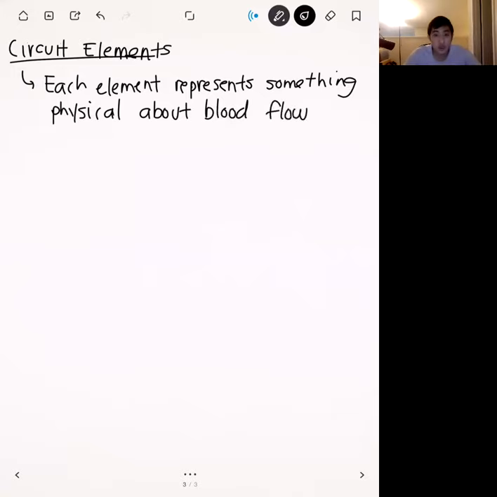Right? And so this part's really important, because not only do I want you to remember how to work with these mathematically, of course, in order to derive the equations, but you should also understand what they physically represent, because that's kind of the reason why we use them. All right, and so the first element that we went over was the humble resistor.